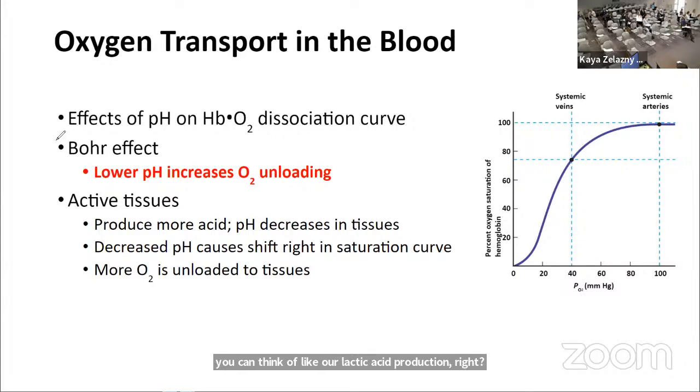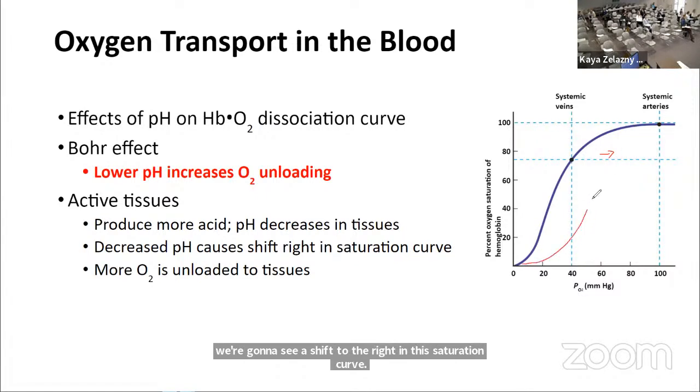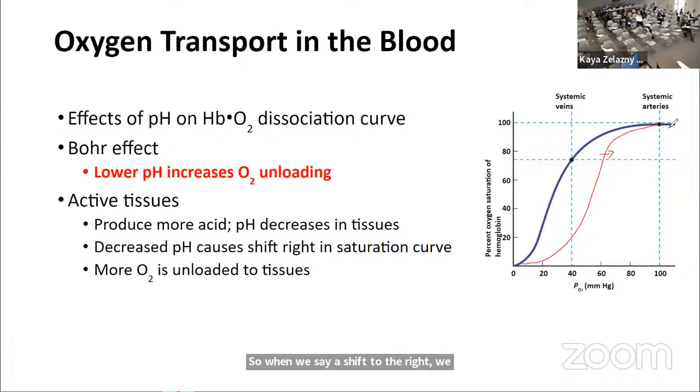Okay. So when we see a decreased pH, what's going to happen is that we're going to see a shift to the right in this saturation curve. So when we say a shift to the right, we mean we're going to be doing something like this. Okay. So a shift to the right is going to mean that we are going to more easily unload oxygen to the tissue.